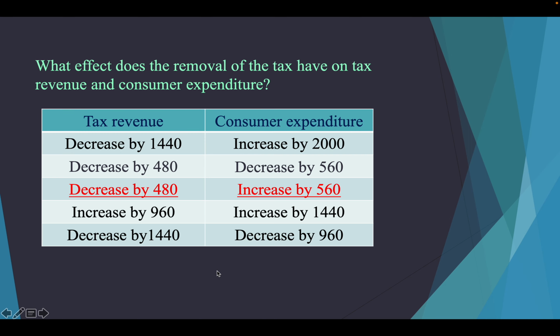So they ask about consumer expenditure after removal of the tax. With removal of the tax, you can purchase more goods and services. When the tax is imposed, your purchasing amount is reduced. Now the removal of the tax means your purchasing amount is increasing and your expenditure increased by 560.